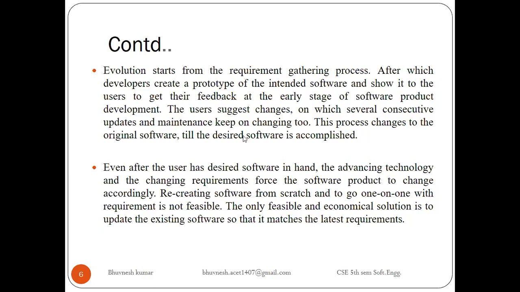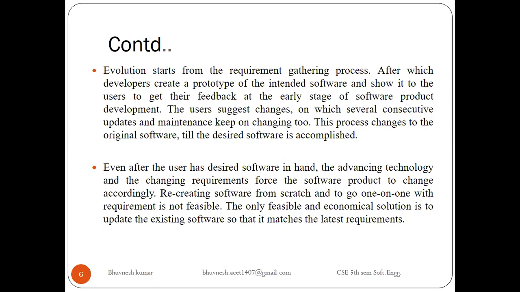This process changes the original software until the desired software is accomplished. This phase goes further and further, and this is what iteration means. You made a product and handed it over to the user. The user uses it, then wants a new change or modification, so the developer modifies the product. This first modification is the first iteration.